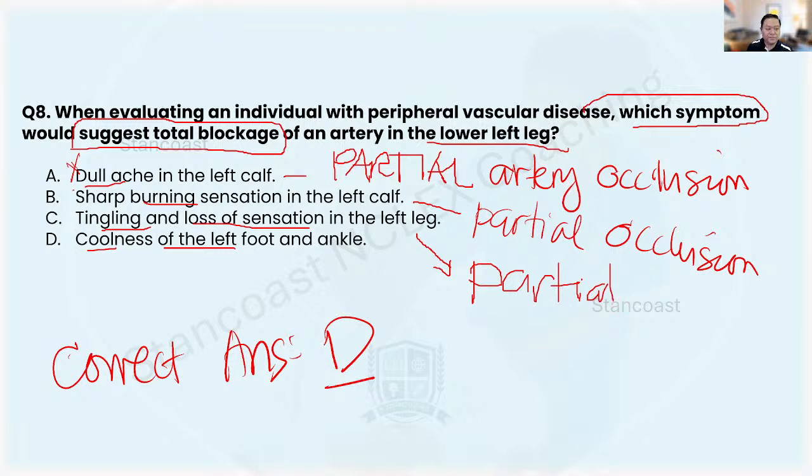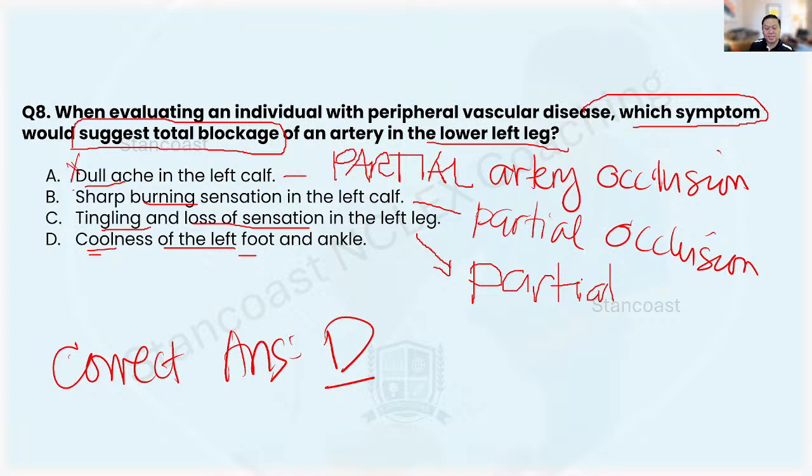All right. However, if you're going to have the coolness of the left foot and ankle, think about the circulation, guys. When there is already a much more prolonged absence of the blood flow, this is really going to affect the temperature of the patient's leg. Okay, this is going to signify that there is probably about 99 to 100% obstruction. And so when this patient will have coolness of the left foot, this is also going to lead to paralysis of the lower extremities.